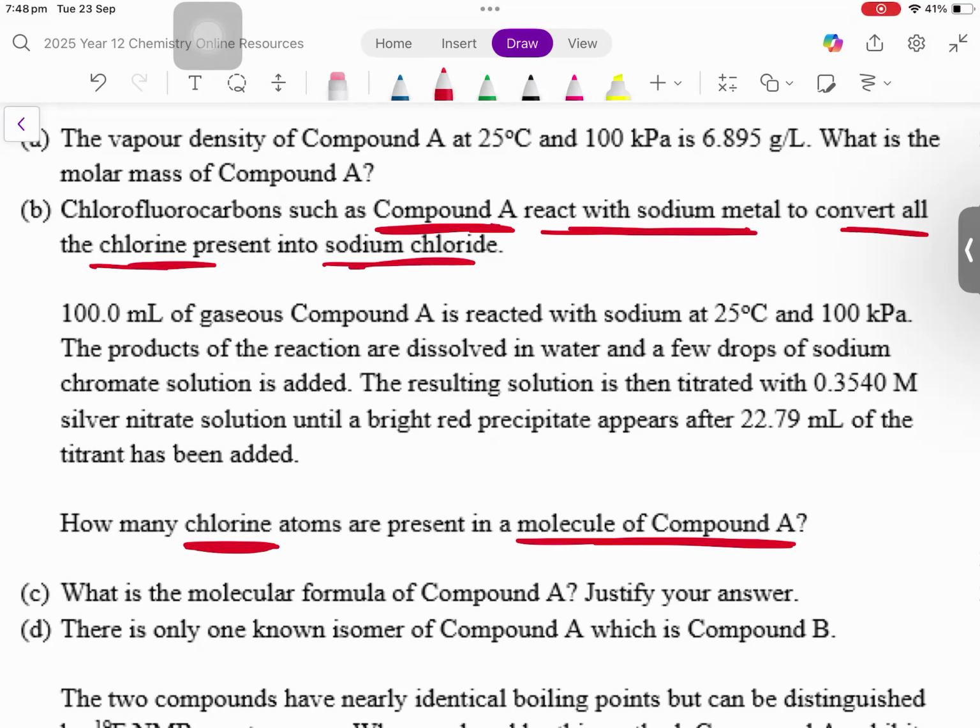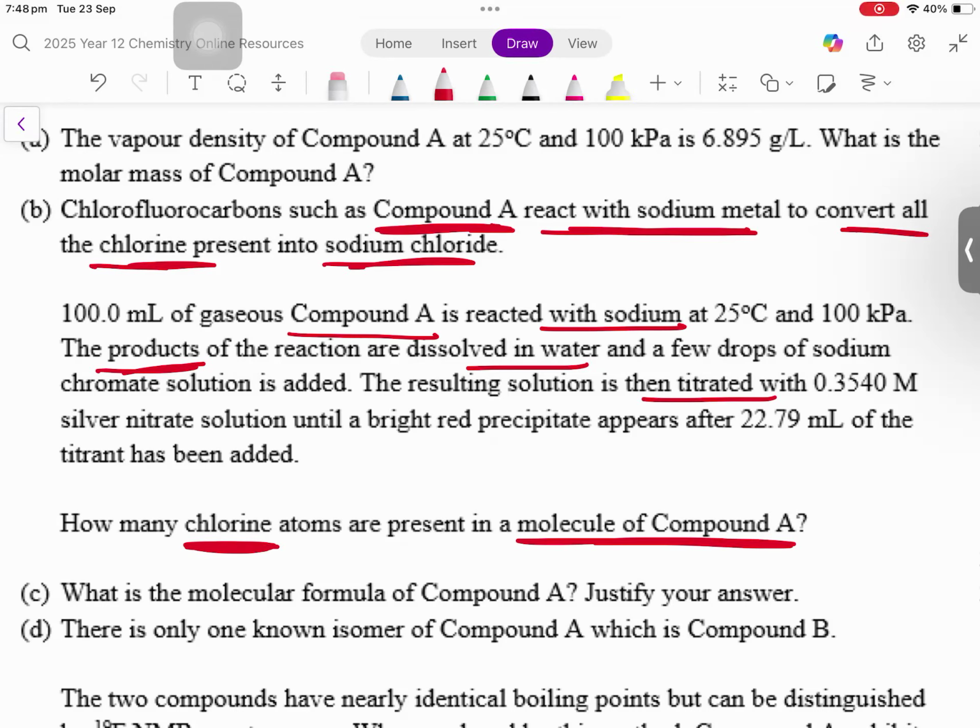And then the second paragraph is where the question actually starts. Compound A gets reacted with sodium. The products are dissolved in water and then titrated. Okay, so compound A gets reacted with sodium first. Whatever that turns into then goes into the titration. Okay, so guys, the question is asking you how many chlorines are in compound A. You're not going to get that from the titration. Okay, so you're going to interpret your titration data first and then jump back to the compound A after.